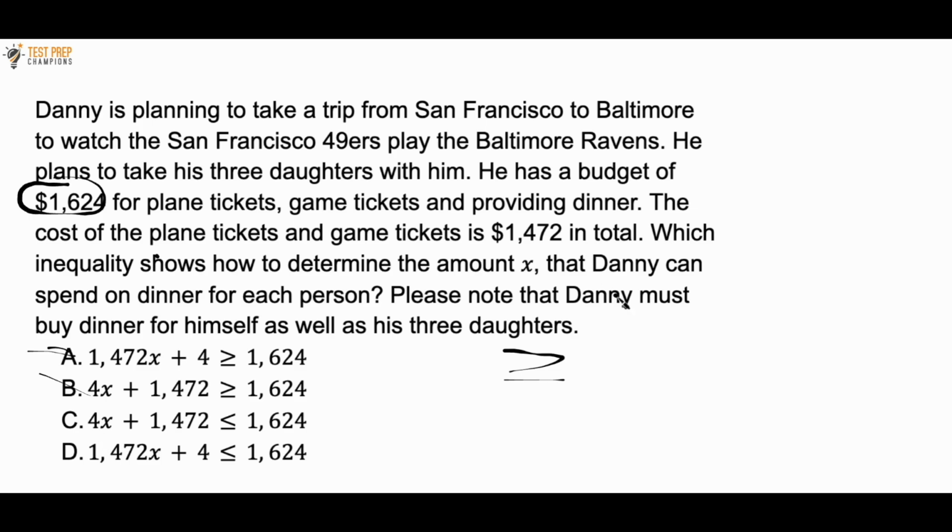Now, how many people does he have to buy dinner for? Himself plus his 3 daughters, which makes 4. And we already know that he has to pay $1,472 for the plane and game tickets. So C is actually going to be the right answer here, right? So there's 4 people he's buying dinner for. X is the amount that he's going to spend on each person. And then you add to that 1,472 for the plane and game tickets. And we know that this has to be less than or equal to 1,624 because he doesn't want to go over the budget. So C is the correct answer here.